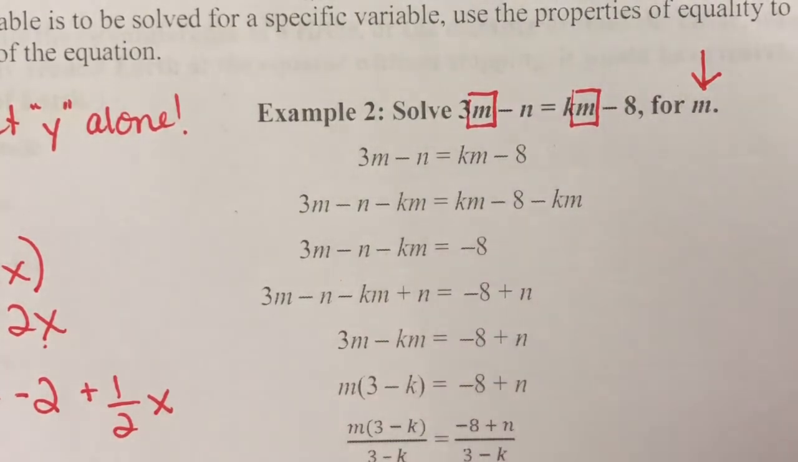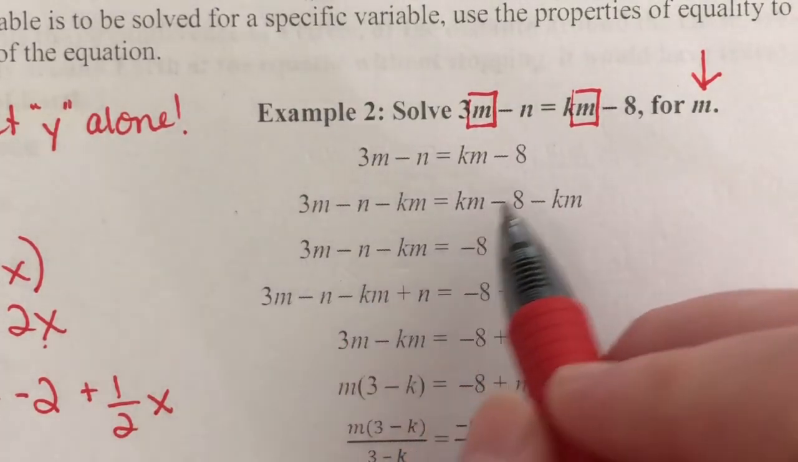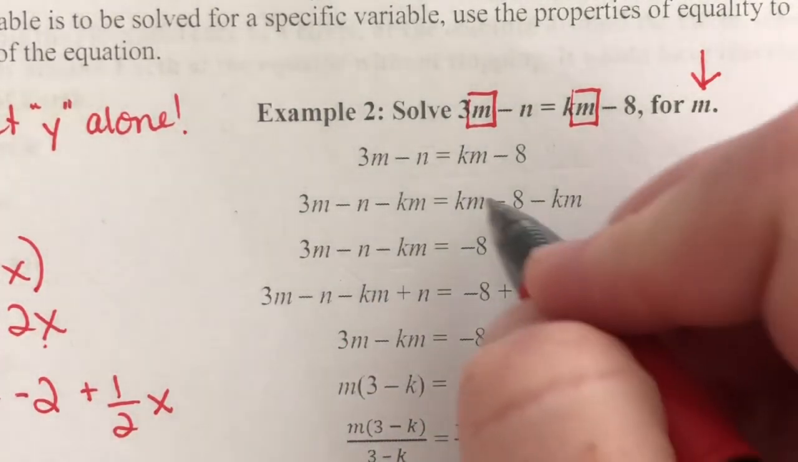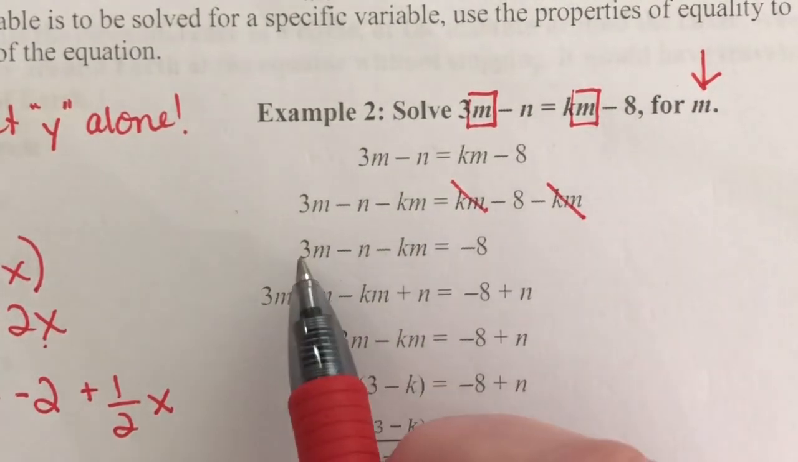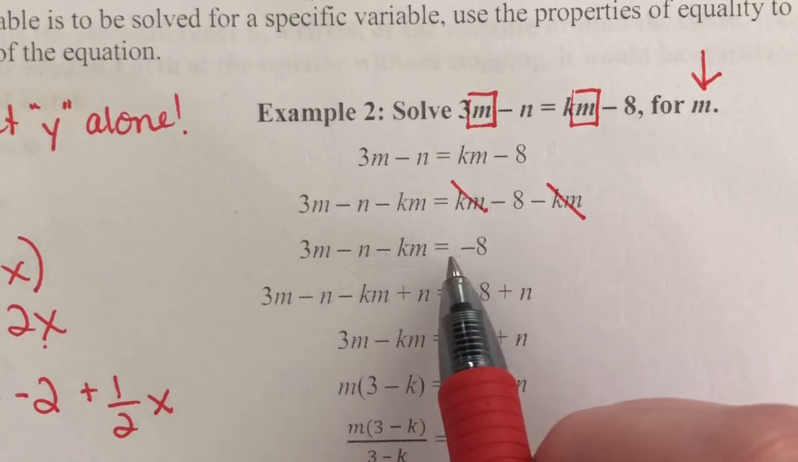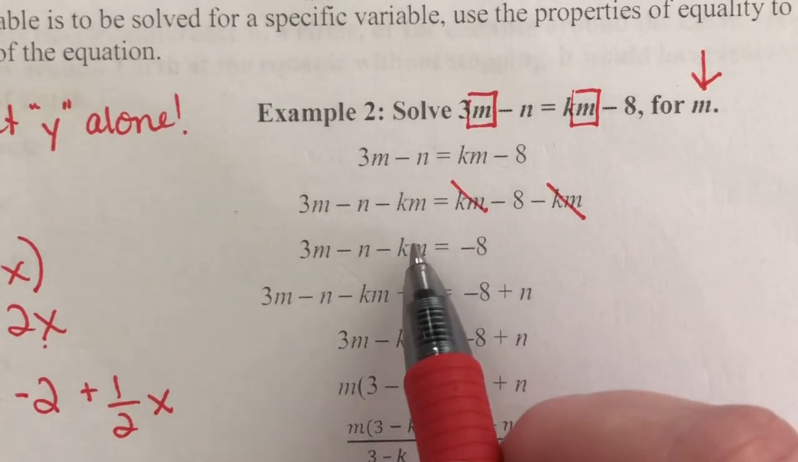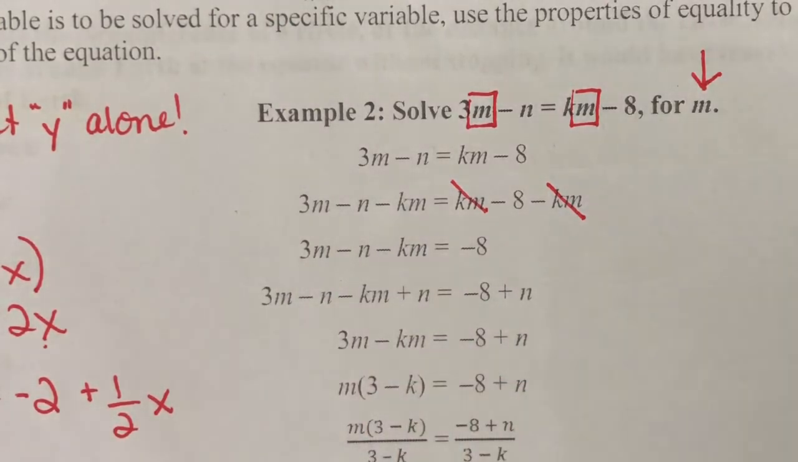And here, we don't know what's the smallest. They got rid of km. I guess you get rid of the unknown. I'm not 100% sure. So here they subtracted km from both sides of the equal sign. So they got rid of it here. We got it over here. 3m minus n minus km equals negative 8. We can't combine this and this yet because we don't know what k is.